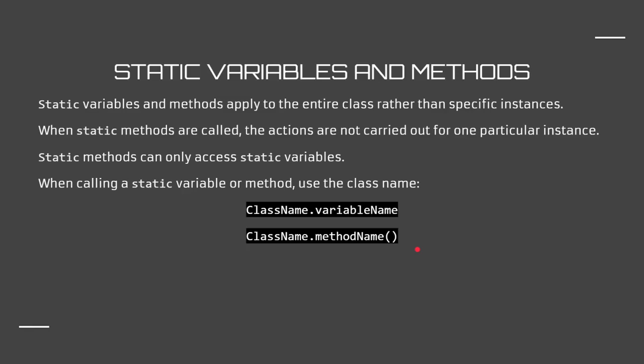Static variables and methods apply to the entire class rather than to specific instances. When static methods are called, the actions are not carried out for one particular instance, but for the class as a whole. Static methods can only access static variables. When calling a static variable or method, you would use the class name as opposed to using an instance name.